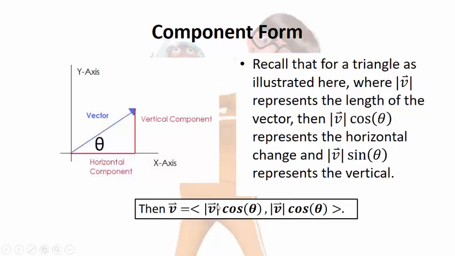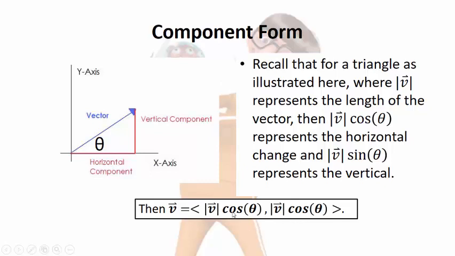So what I have here says that any vector can be represented in this form. Again, this is component form. Your horizontal change would be given by this, and your vertical change would be given by this.